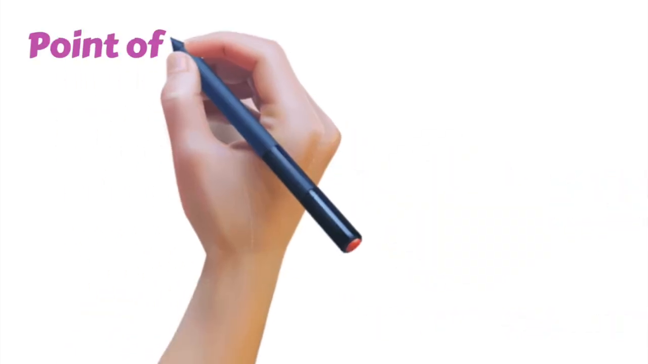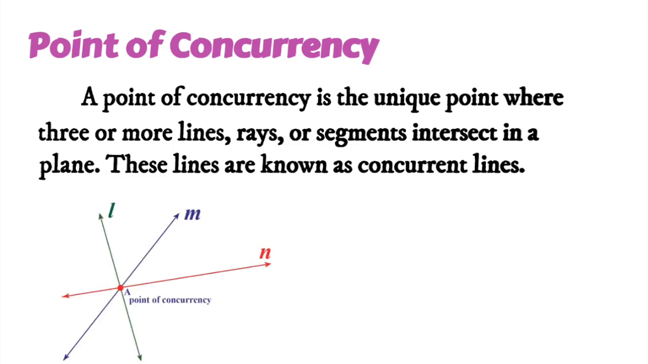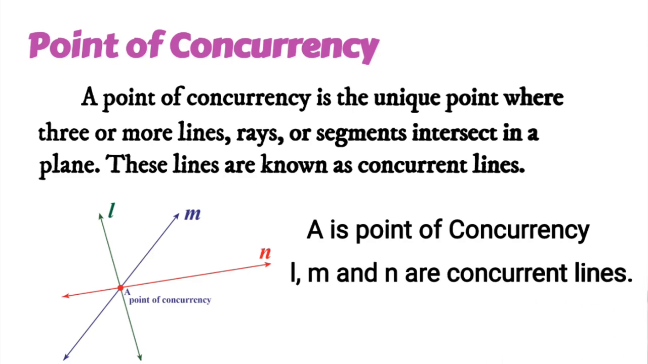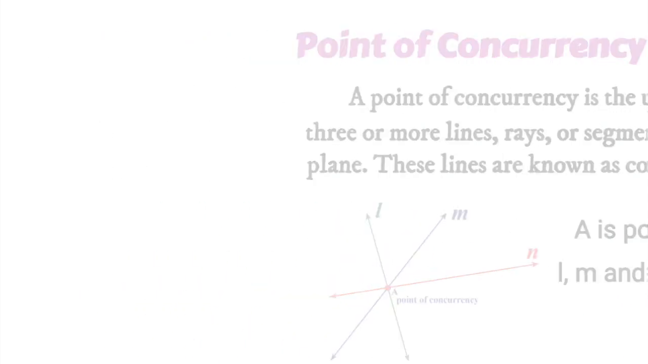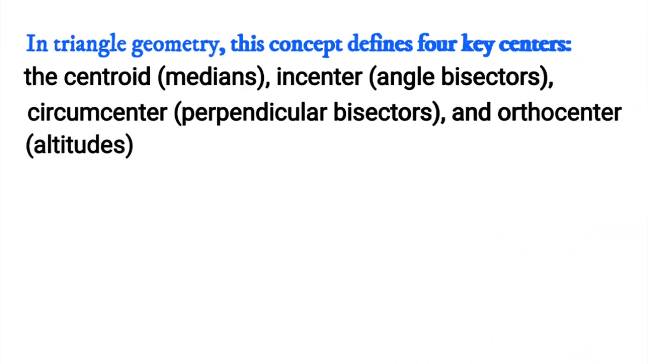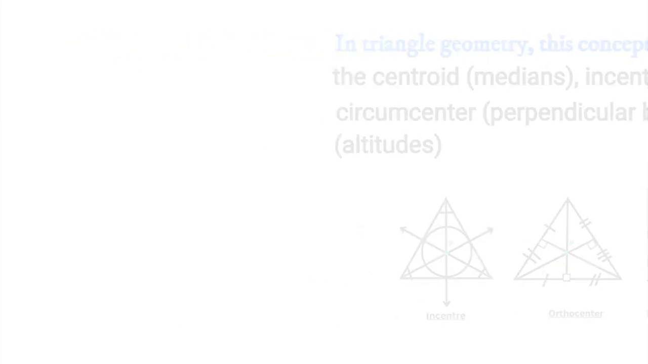Before that, you should know what a point of concurrency is. It is the unique point where 3 or more lines intersect in a plane. Look here. In this, A is the point of concurrency, where L, M and N are concurrent lines. In triangle geometry, this concept defines 4 key centers. They are centroid, orthocenter, incenter and circumcenter.